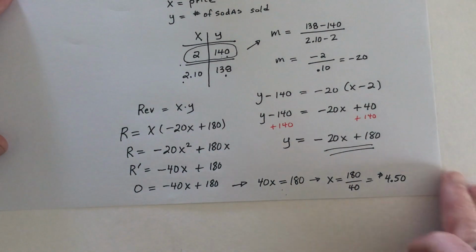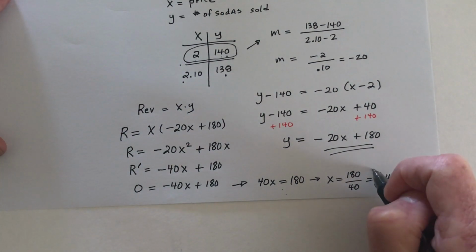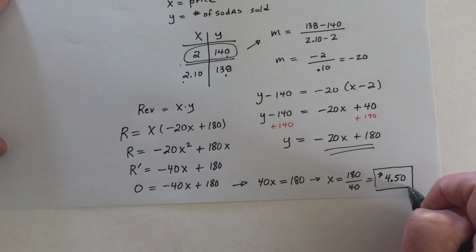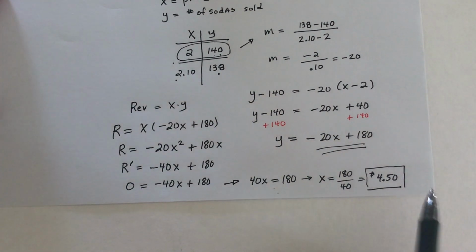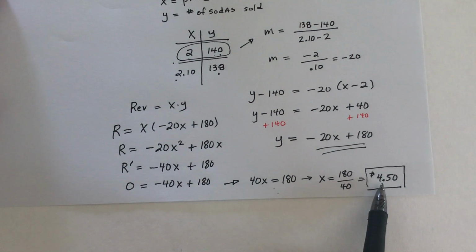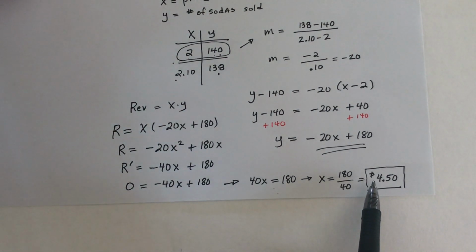$4.50 per soda. Obviously, you can tell that I just made up this example because I think that $4.50, although if you've ever gone to like a professional baseball game or football game or concert, yeah, that's actually pretty cheap if it was inside the arena.